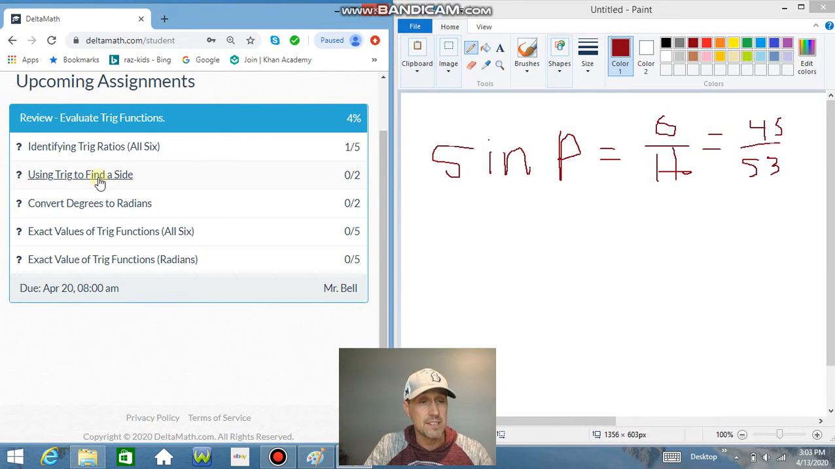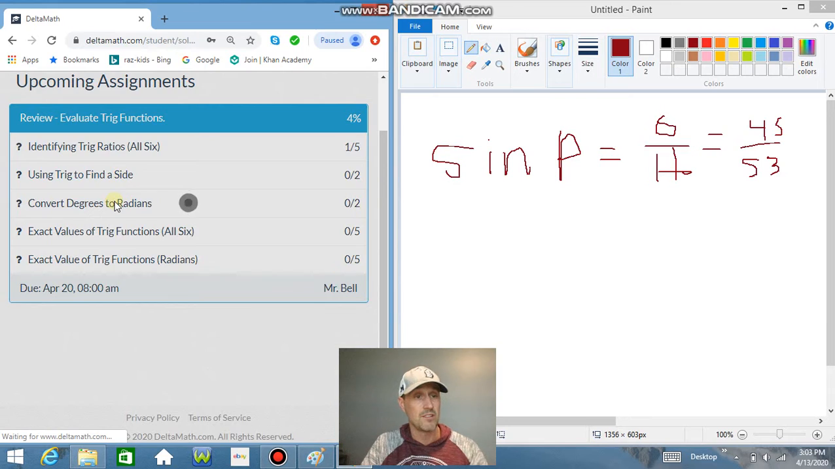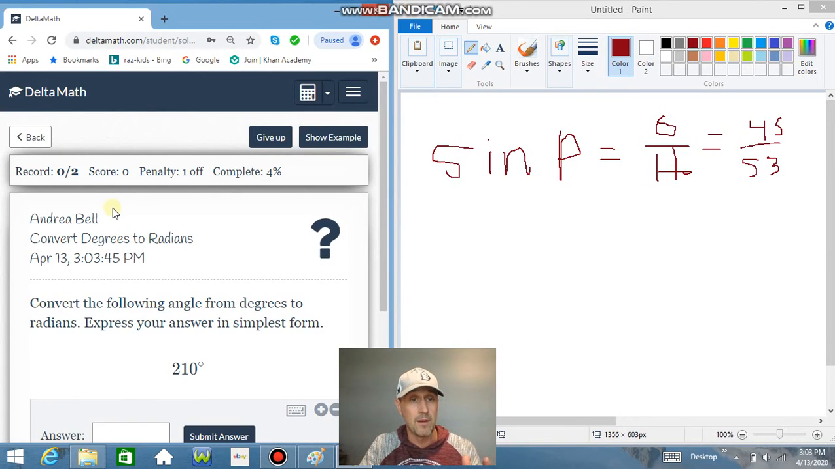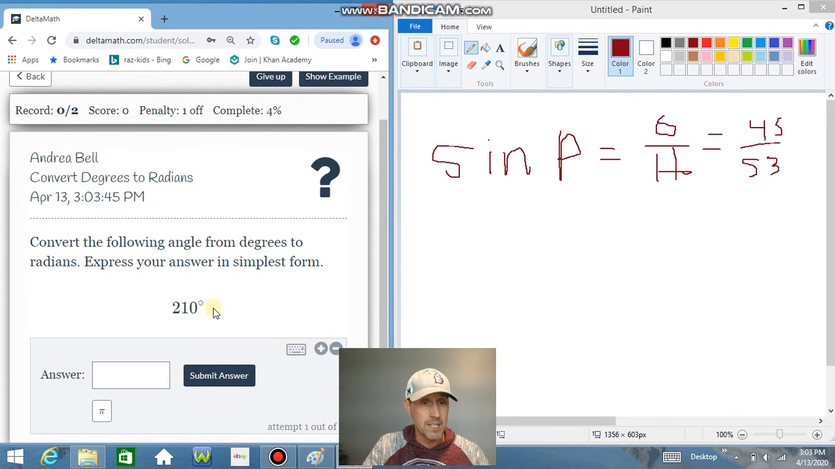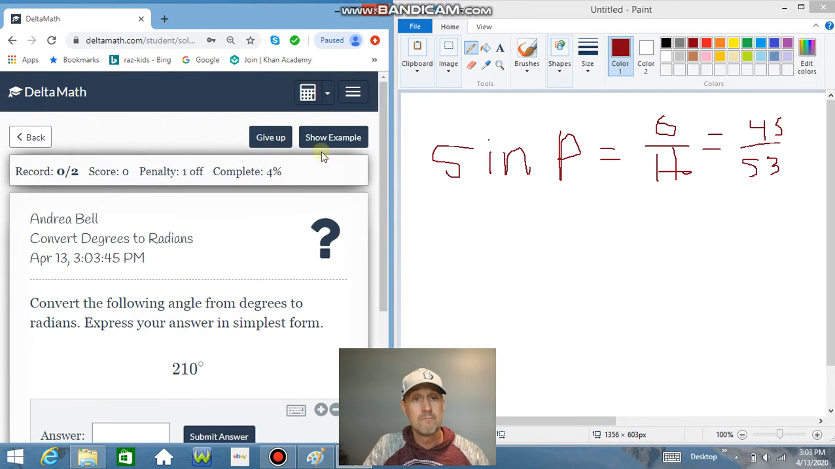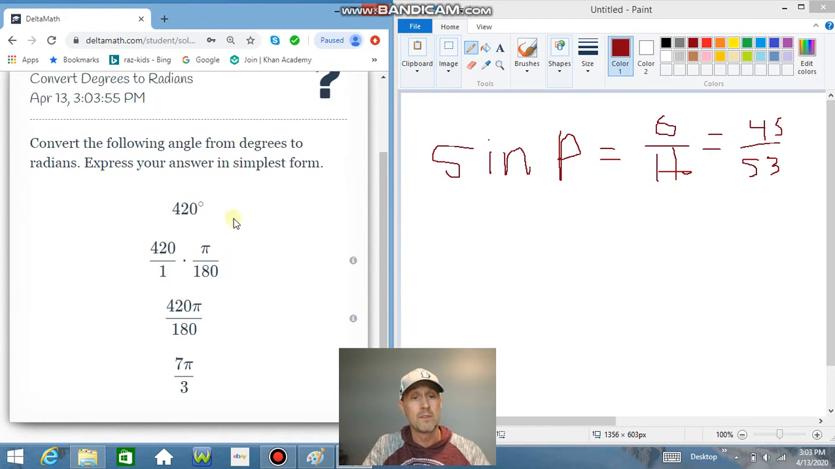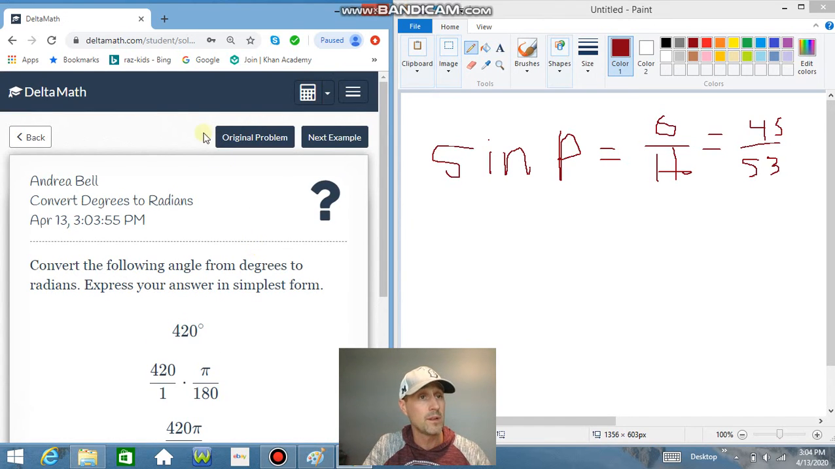All right, a couple other topics here. Using trig to find a side. I'm going to show you that here with paint in just a moment. I want to give you an original problem though. Degrees to radians. Remember, these are just our conversion factors. We multiply by either pi over 180 or 180 over pi. And so if you forget, this says 210. I forgot. Show me an example. It gives you a different angle, and you've got the conversion factor. So that should be pretty straightforward. I'm going to let you review that one kind of on your own.